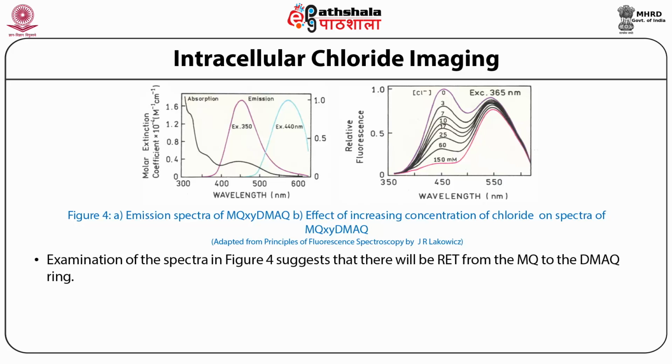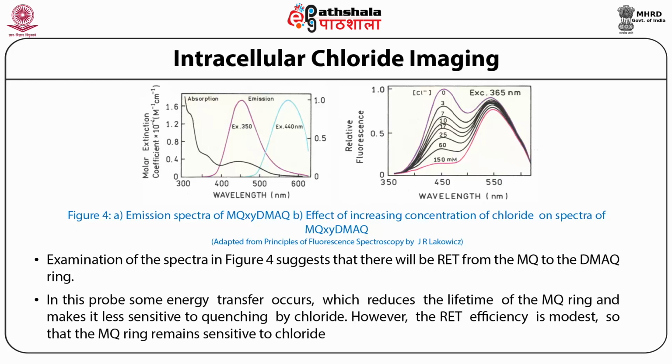Examination of the spectra in figure 4 suggests that there will be resonance energy transfer from the MQ to the DMAQ ring. In this probe, some energy transfer occurs which reduces the lifetime of the MQ ring, the methylquinolinium ring, and makes it less sensitive to quenching by chloride. However, the transfer efficiency is modest so that the MQ ring remains sensitive to chloride.